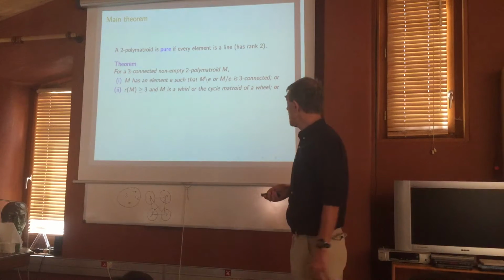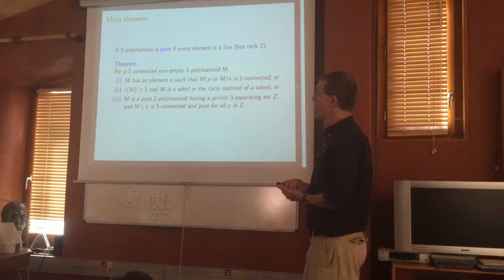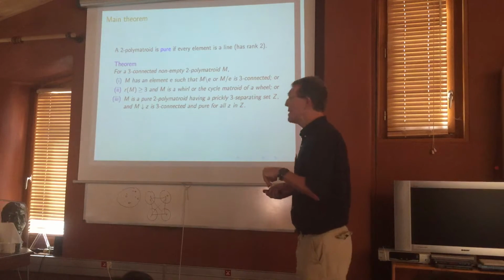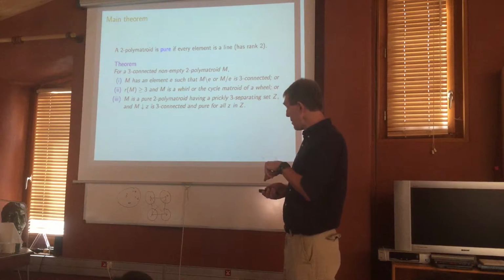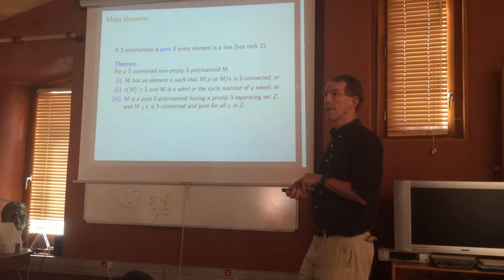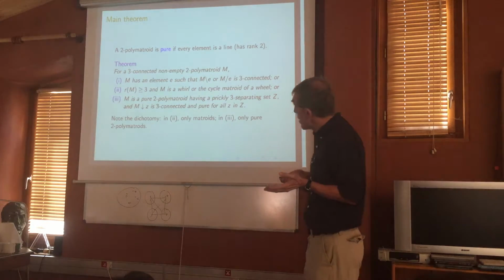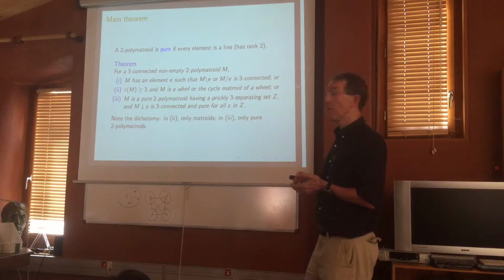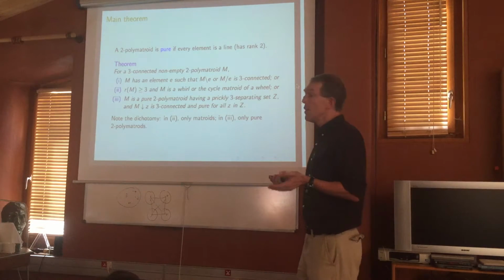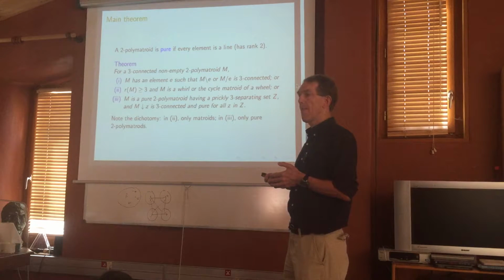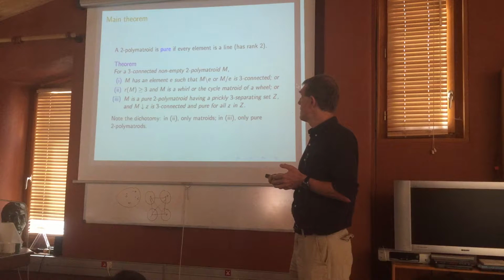What's the other possibility? The other possibility is that the polymatroid is pure, it's got a prickly 3-separating set, and every time you compress an element in that prickly 3-separating set, you recover 3-connectedness. And notice that we've got this dichotomy here: 2 is what happens for matroids. For 3, you're only dealing with Boolean pure 2-polymatroids. Any questions about that?